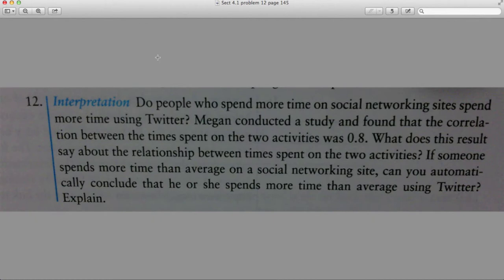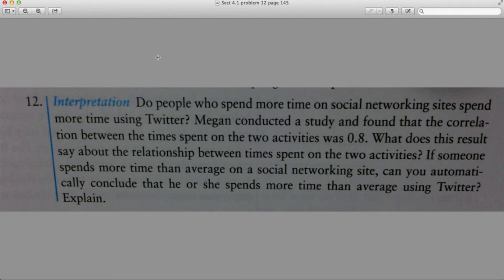Problem number 12 says, do people who spend more time on social networking sites spend more time using Twitter? Social networking sites can be Facebook, which I'm sure most of you are aware of. Megan conducted a study and found that the correlation between the time spent on the two activities was 0.8. What does this result say about the relationship between time spent on the two activities? If someone spends more time than average on a social networking site, can you automatically conclude that he or she spends more time than average using Twitter?